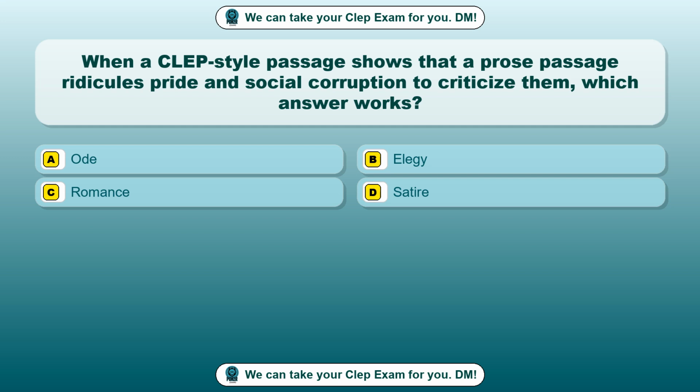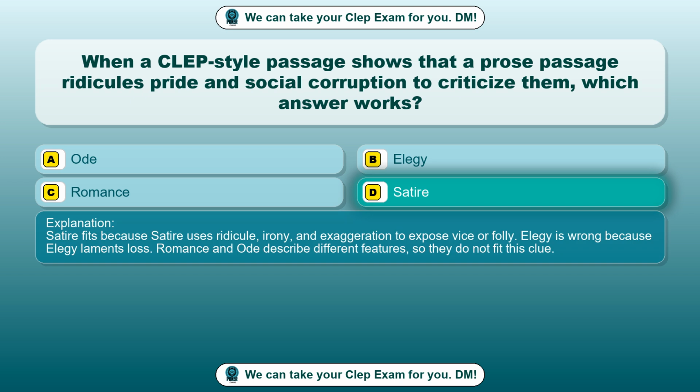Question 1. When a CLEP-style passage shows that a prose passage ridicules pride and social corruption to criticize them, which answer works? Option A, ode. Option B, elegy. Option C, romance. Option D, satire. The correct answer is option D, satire. Satire fits because satire uses ridicule, irony, and exaggeration to expose vice or folly. Elegy is wrong because elegy laments loss. Romance and ode describe different features, so they do not fit this clue.